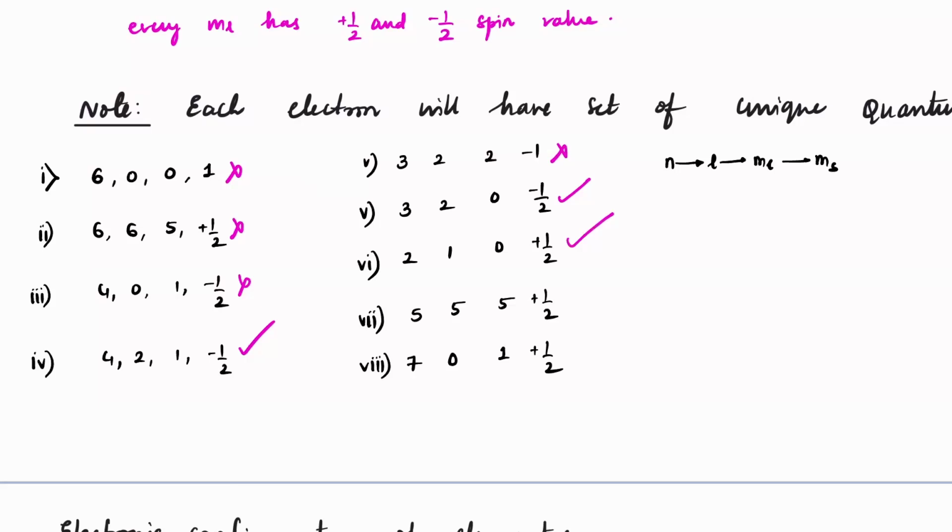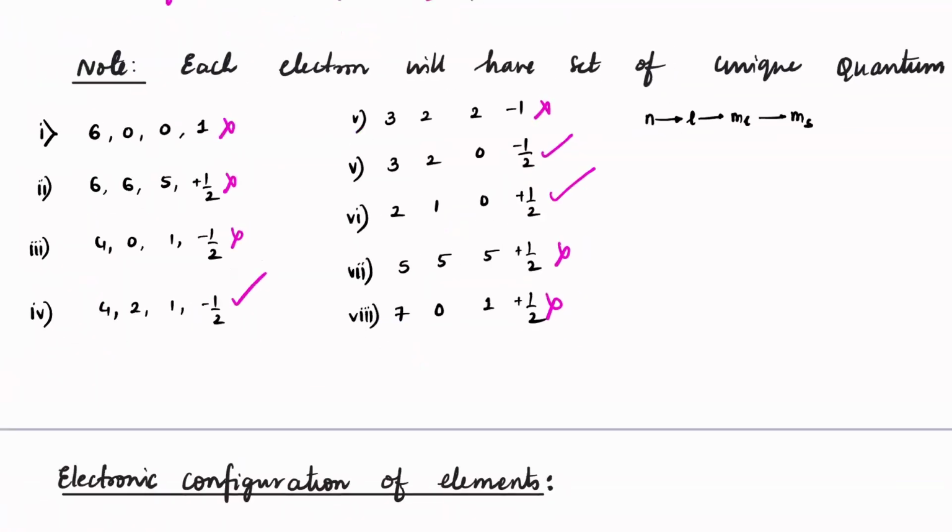Seventh, when n is 5, L can never be 5. So that is wrong. When L is 0, M can never be 1. So that is also wrong. Okay. So only these three are correct. So fourth, fifth, and sixth are the correct way of representations. So this completes the quantum set.